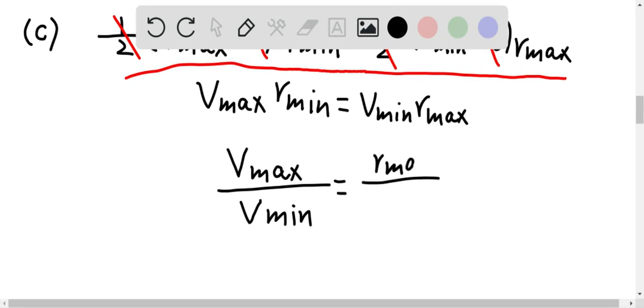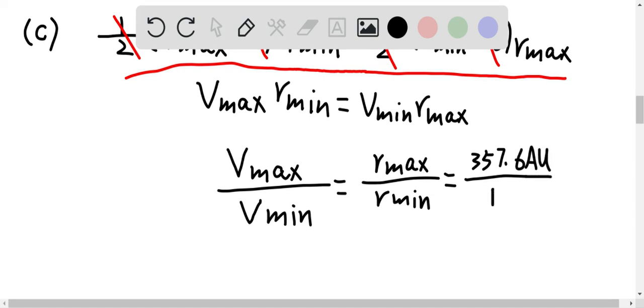R_max over R_minimum, which will have 357.6 AU over 1 AU. And this is really close to 360. And this is the ratio between the speed at the closest point and the furthest point. And these are the answers for this question.